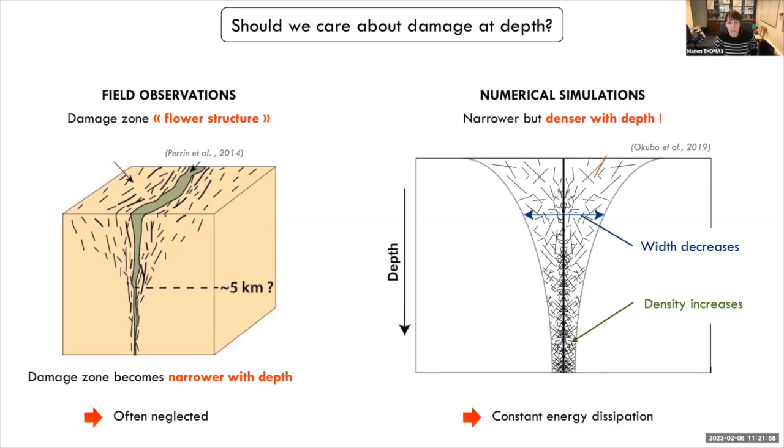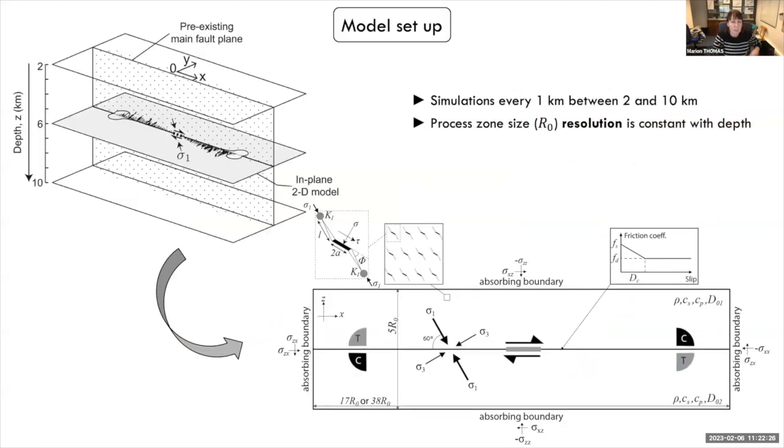And there was this study by Okubo and co-authors with a different type of simulation. It's elasticity, but you can have crack growth. You don't have change of elastic properties. So it's a bit of a different strategy. But what they've shown is that if the width decreases with depth, the density of cracks increases. So we wanted to look at the effect when we account for the change in elastic properties. So we basically take our model and run it at different depths between 2 and 10 kilometers.